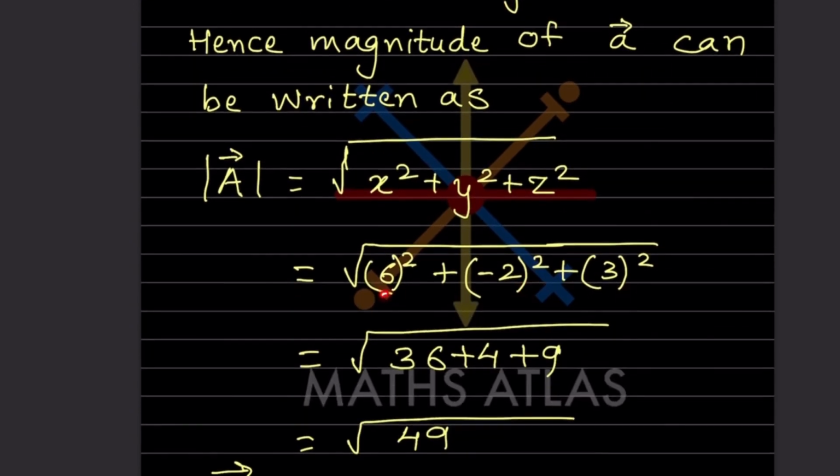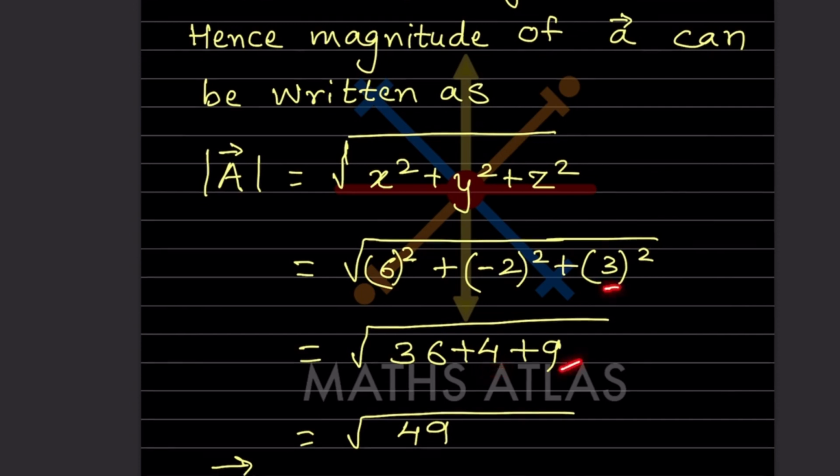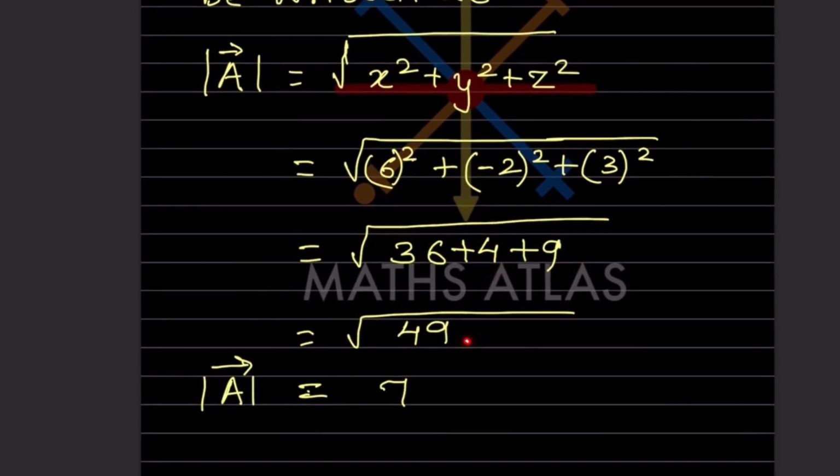So now this will be the root of 36, and because this is an even number, wherever we have the negative sign, an even power always gives a positive. So this is plus 4 and this is 9. When you add this, it is root of 49. So the magnitude of the vector, the answer, is 7.